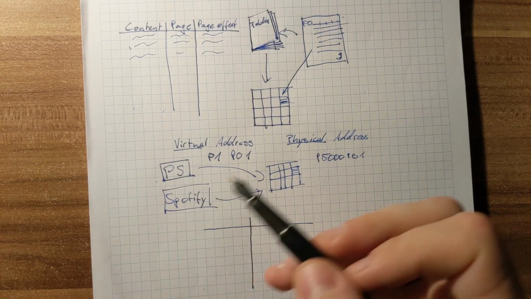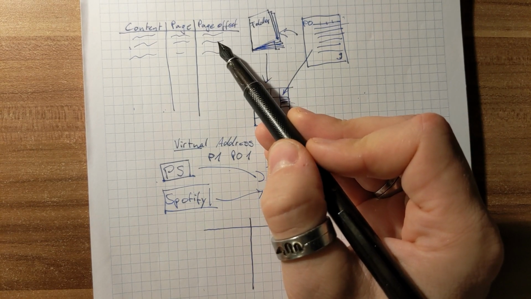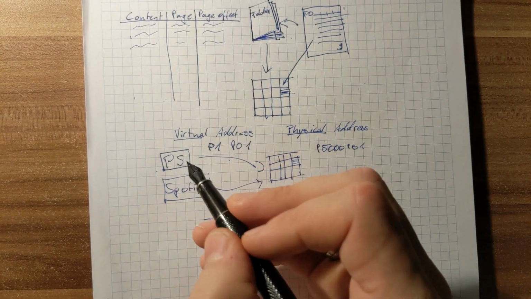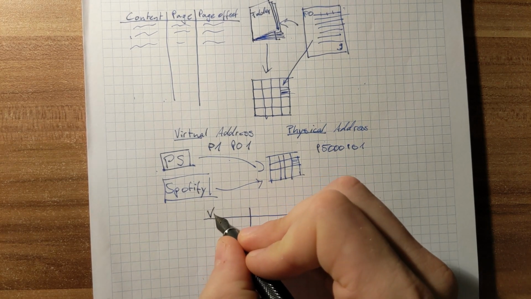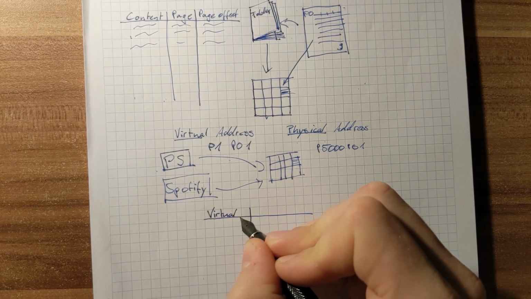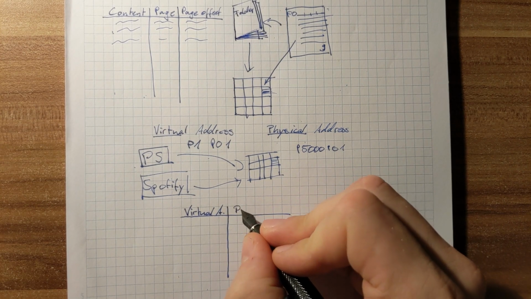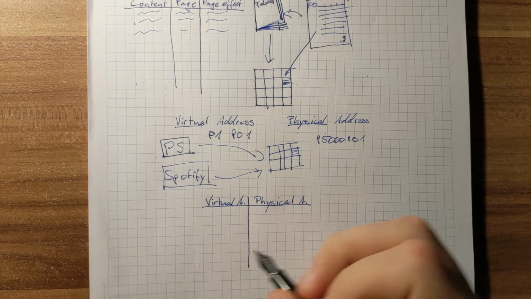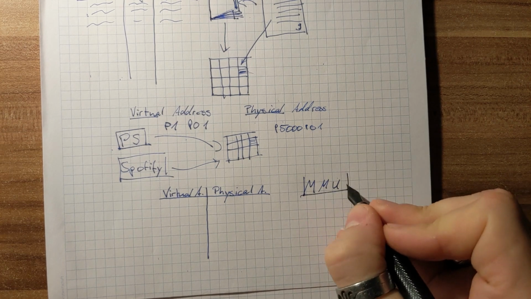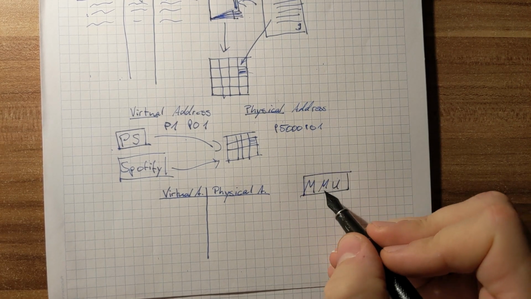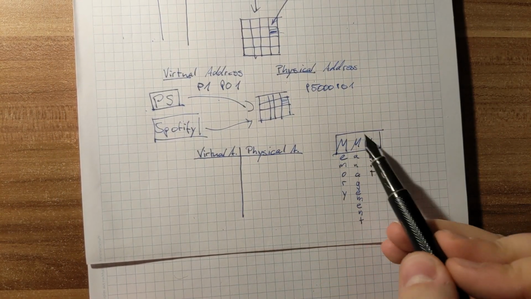So Photoshop has its table where it knows, okay, this content is on this page with this page offset, but this is the virtual address that Photoshop knows of. So it tries to enter this virtual address, and then there is a table in between that translates this virtual address into a physical address. This happens inside of the MMU, which is an actual physical part of the computer, the memory management unit. So this table is calculated in here.